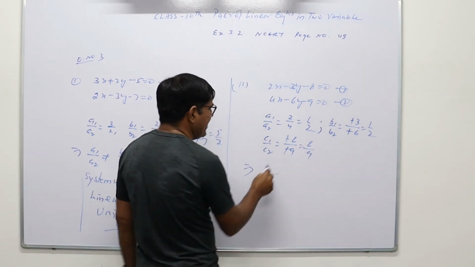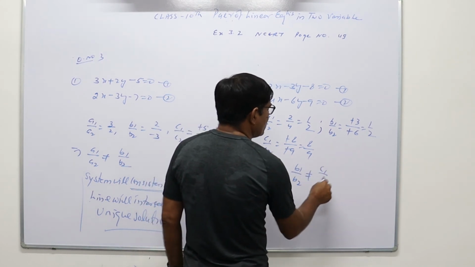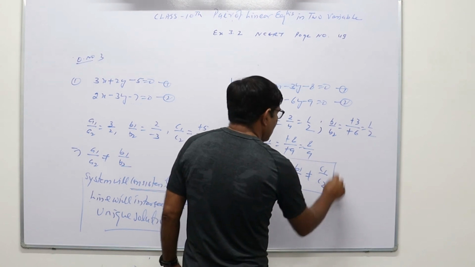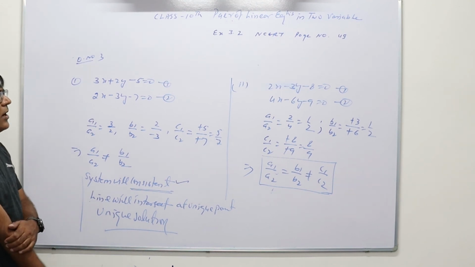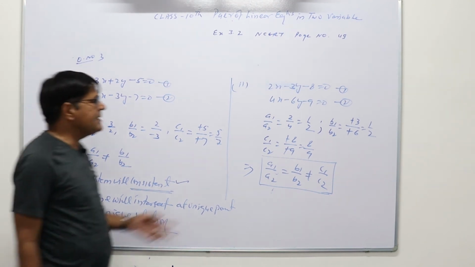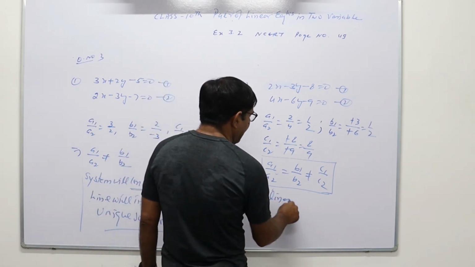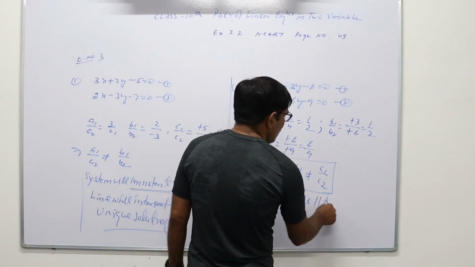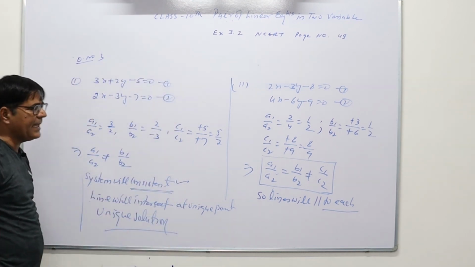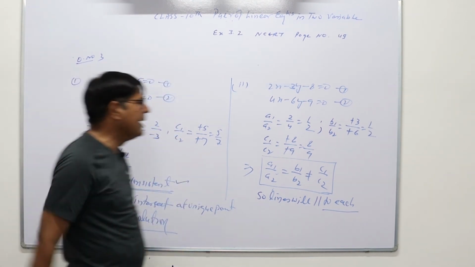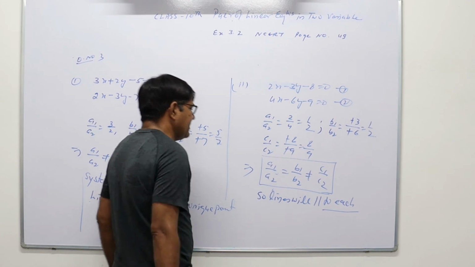So by simple observation, a1 upon a2 is equals to b1 upon b2 not equals to c1 upon c2. This is the algebraic condition that a1 upon a2 is equals to b1 upon b2 not equals to c1 upon c2. So in these conditions, lines will be parallel to each other. अगर हम ग्राफिकल सॉल्यूशन निकालेंगे या जब ग्राफ पेपर पर रिप्रेजेंट करेंगे तो दोनों लाइन एक दूसरे के पैरेलल आएगी. अगर पैरेलल होगी, there will be no solution and system will be inconsistent.